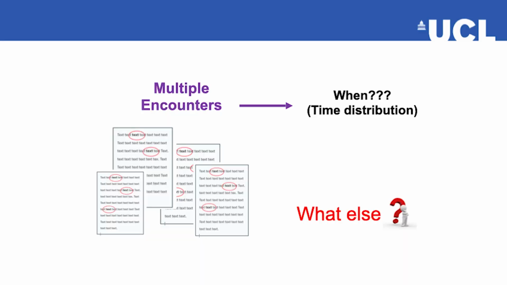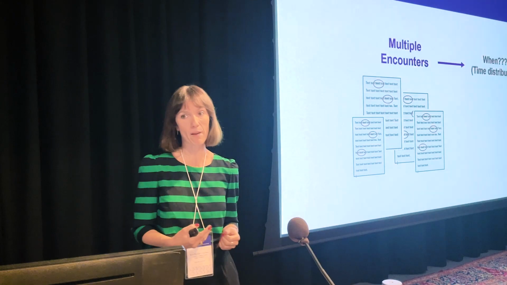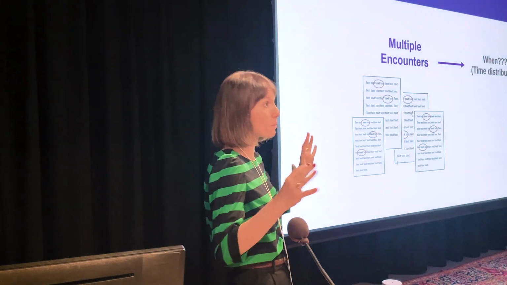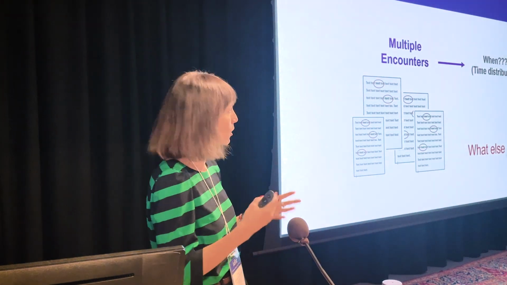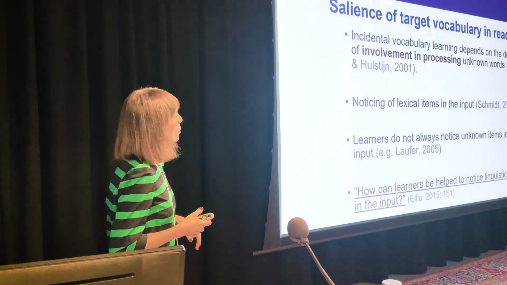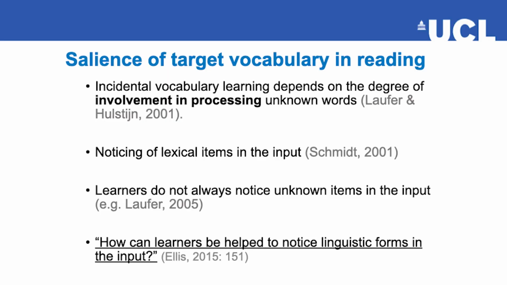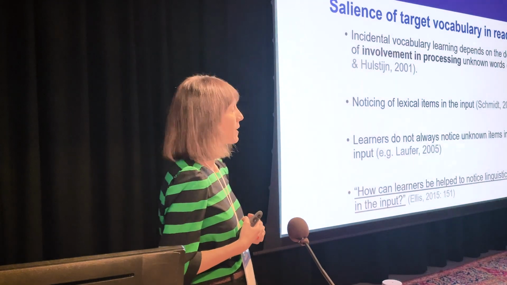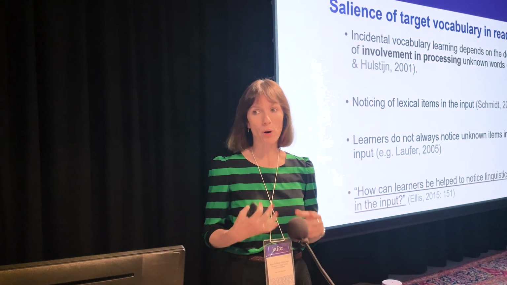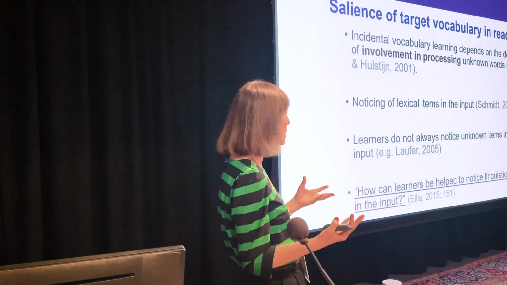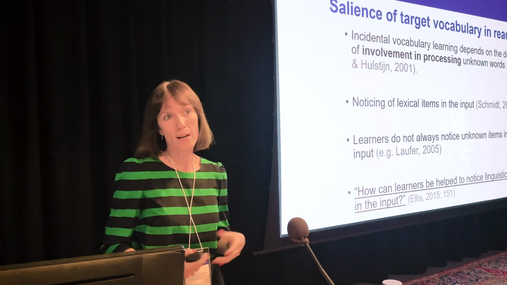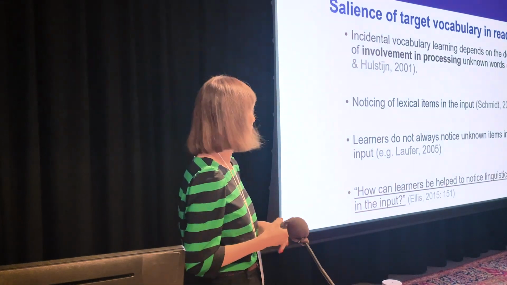So we know that multiple encounters are important in vocabulary learning. We know it's important to think about time distribution. So is there anything else that eye tracking has allowed us to see in the context of learning from reading? Well, we know that incidental vocabulary learning from reading and from other modes really depends on the involvement in processing. Learners need to notice the new vocabulary in the input. Otherwise, it's very unlikely that they will be able to learn them.